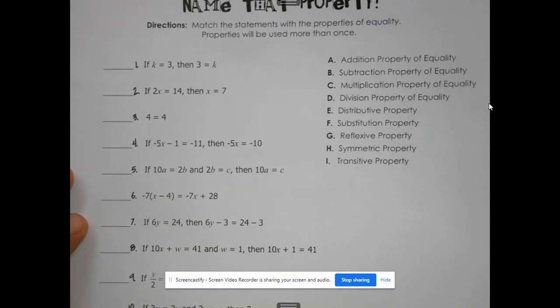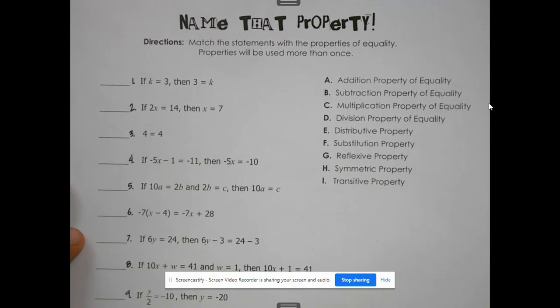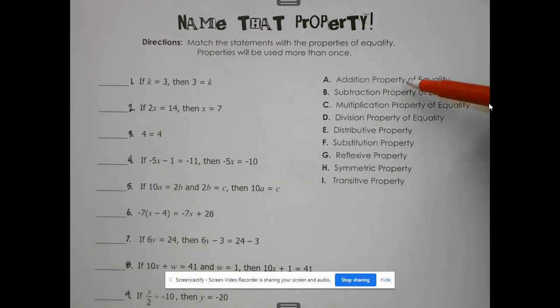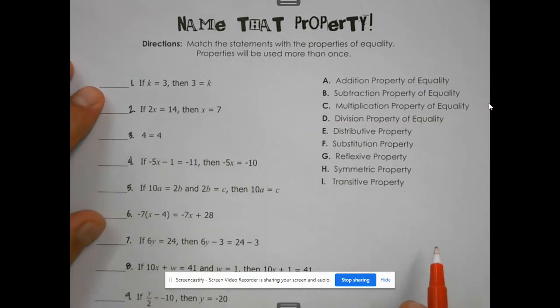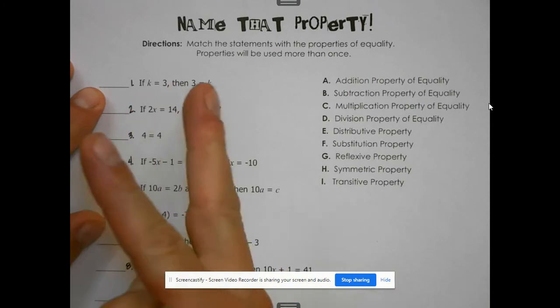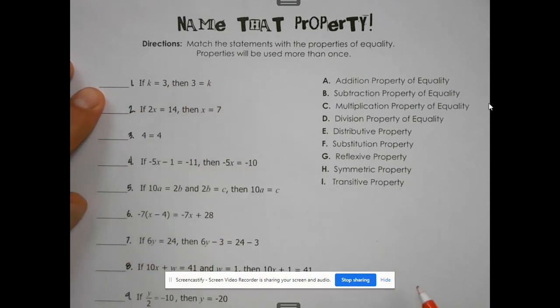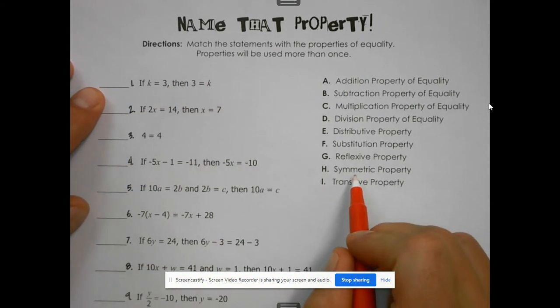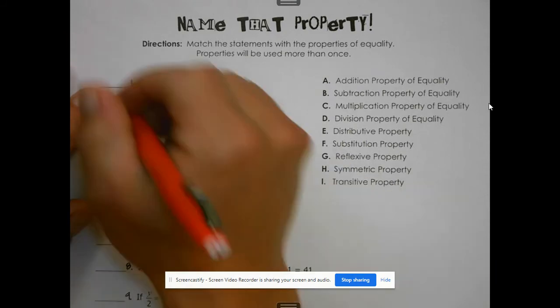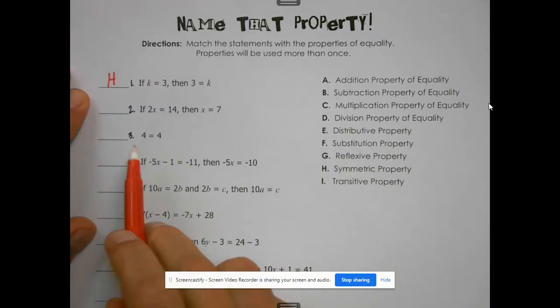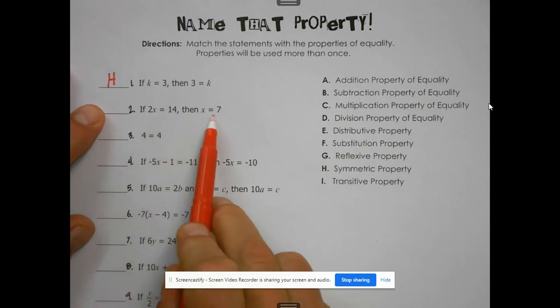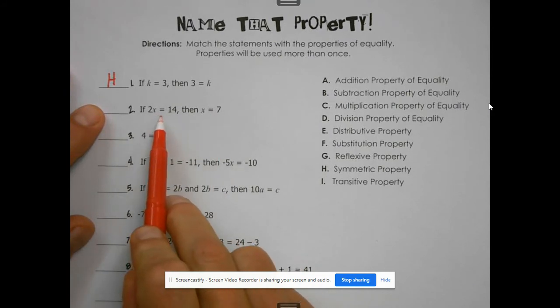Last page. Just kind of review, making sure you guys are familiar of when to use or what the properties look like, and we'll fill them in over here. First one, if k equals 3 and 3 equals k, remember they just flipped it, right? When we flip something, that is our letter H, symmetric property. If 2x is 14 and x is 7, what do they do from there? They just divided by 2. That is D, your division property.